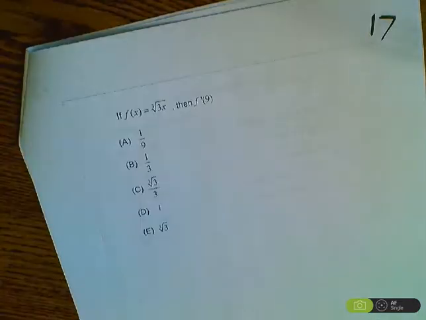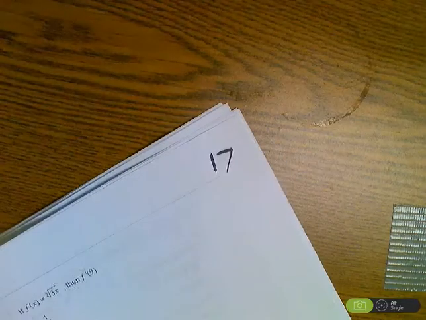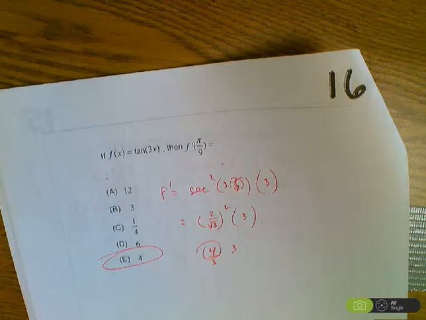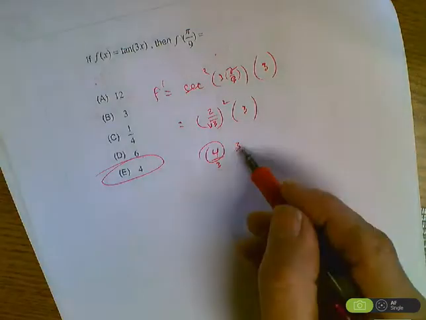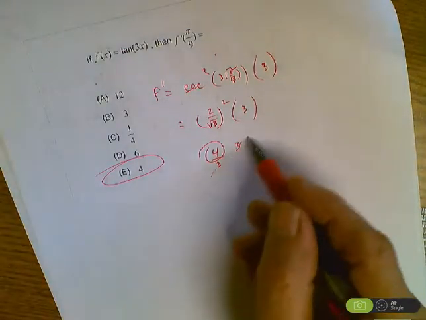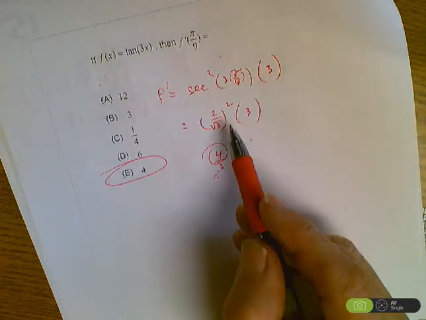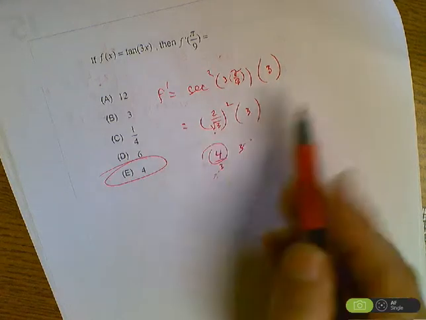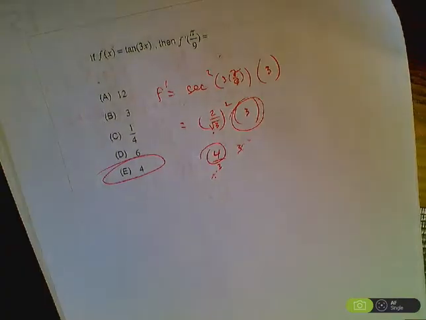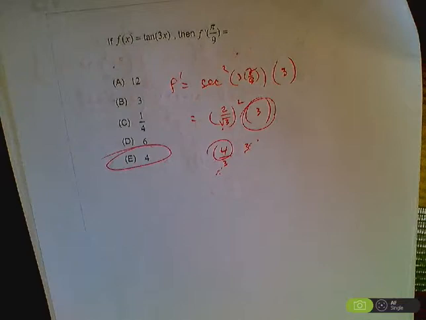Number 17. Doesn't this take the wind out of you? Did you, Jacob, think I made a mistake? Well, I'm looking at canceling these two 3s out, and I get 4. You see, I get 2 squared, I get radical 3 downstairs squared, and I had a 3 here. Does that make sense?